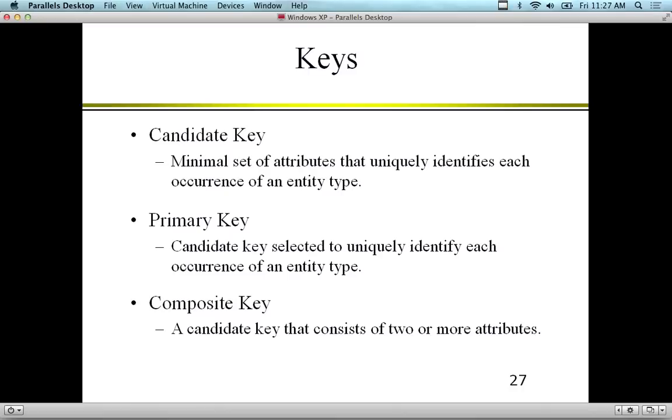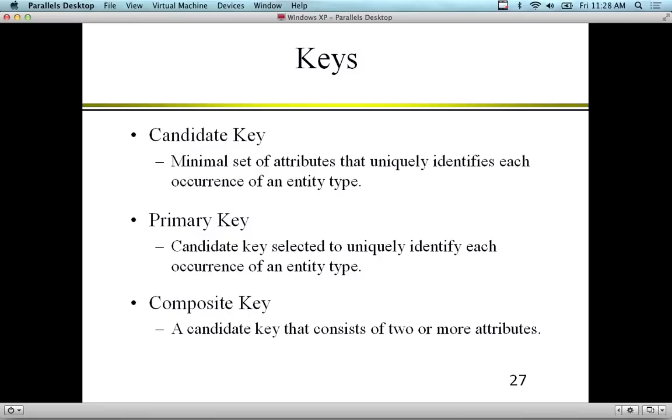Then we have the whole concept of the keys. All this stuff, by the way, is represented in these entity relationship diagrams. So your keys: we've got candidate keys, primary keys, and composite keys. This is just the terminology for you. A candidate key is a minimal set of attributes that uniquely identifies each occurrence of an entity type.